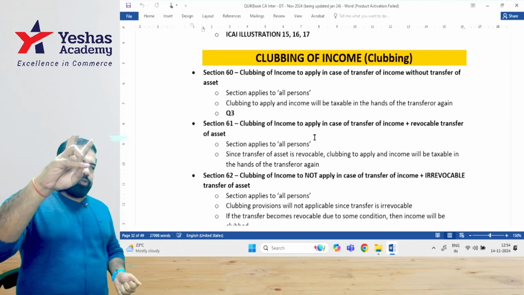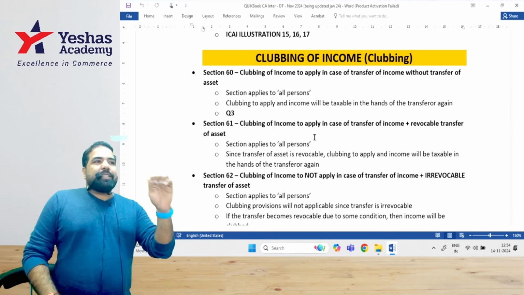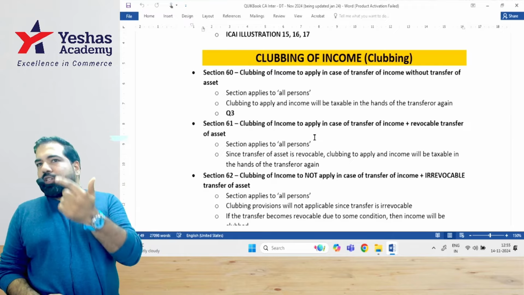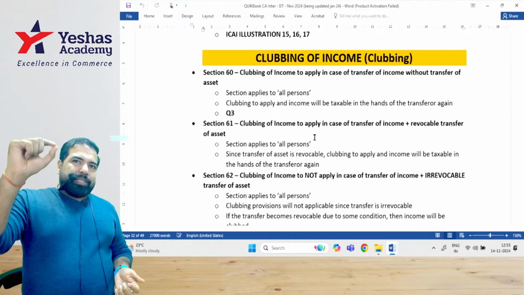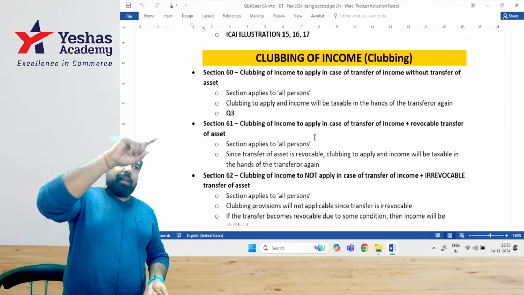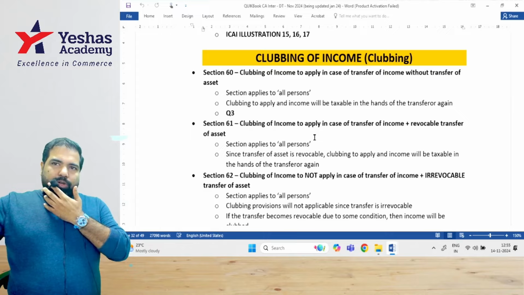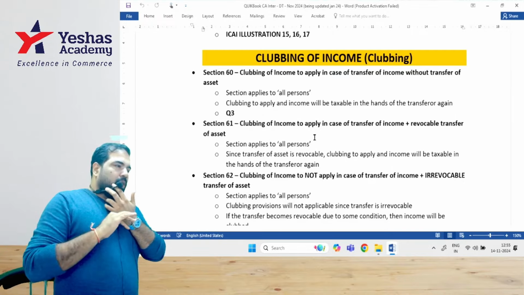But, guys, two exceptions. First, if the child has any income using a skill, intelligence, or manual work, they have to specify that, then that income will not be clubbed. It will be added in that person's hands only. And if it is a disabled child, no clubbing of income.